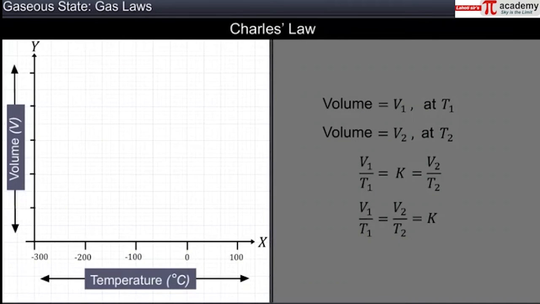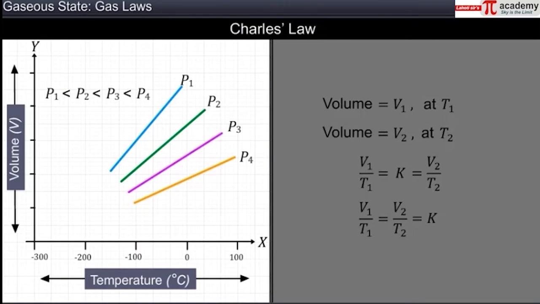For a given amount of gas, if we plot the variation of volume versus temperature at different pressures, we get different straight lines corresponding to each pressure. These lines are called isobars. You can observe that all the straight lines, on extending to 0 volume, intercept the temperature axis at minus 273.15 degrees Celsius.